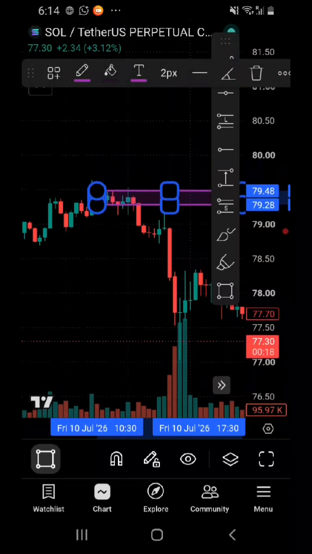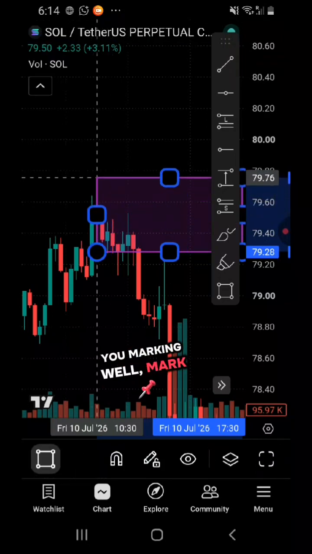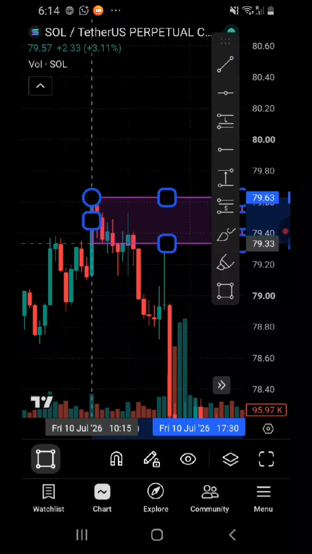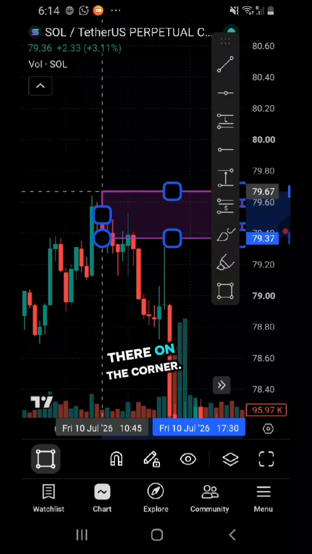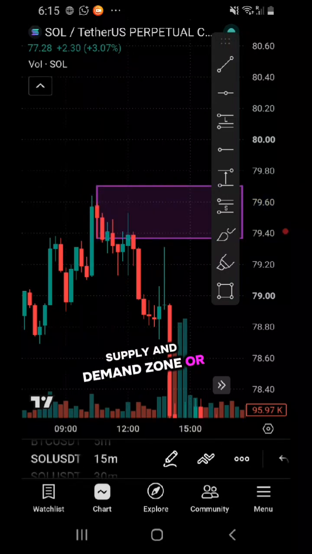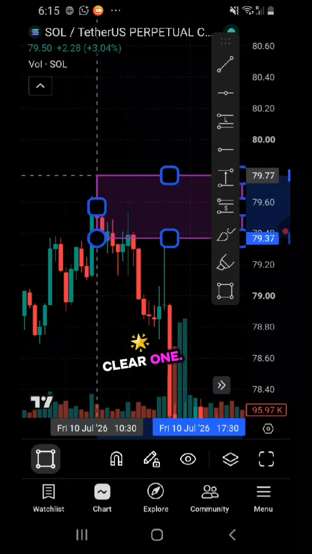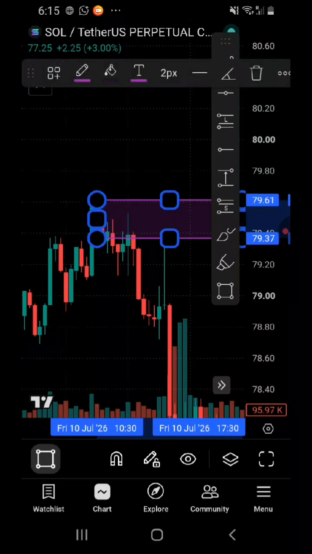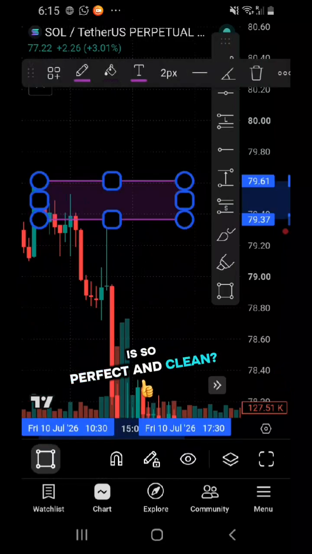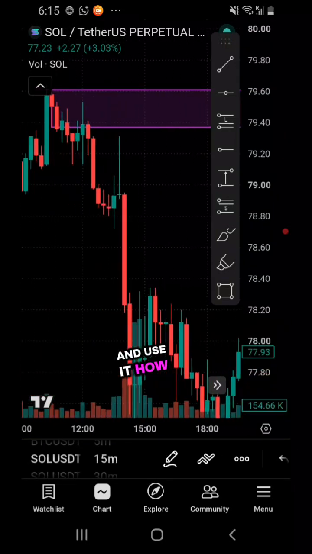Remember, you have to mark the candle you're marking well. Let the triangle fit there on the candle you're marking, so that you have a clear supply and demand zone or resistance area, any area you're marking, so that you have a clear one. Okay. Yeah, that is how you draw it. You see how mine is so perfect and clean? Then you can move it to the front and use it how you desire to use it.